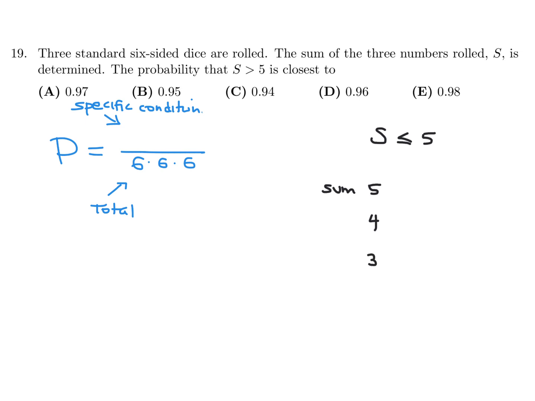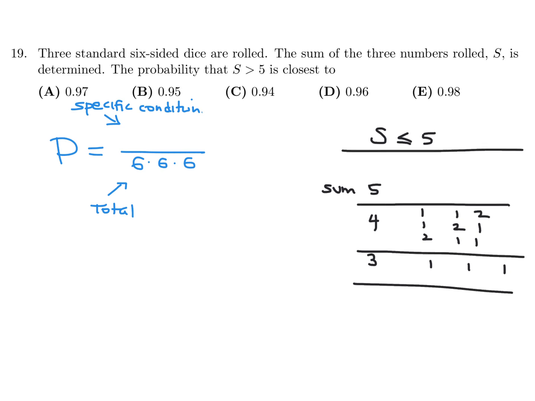Because if you roll 1, 1, 1, you'd get the sum of 3. Okay, that's the only way of getting a sum of 3. 1, 1, 2, or 1, 2, 1, or 2, 1, 1. That's the sum of 4. Sum of 5: 1, 1, 3, or 1, 3, 1, or 3, 1, 1, or 1, 2, 2, or 2, 1, 2, or 2, 2, 1.